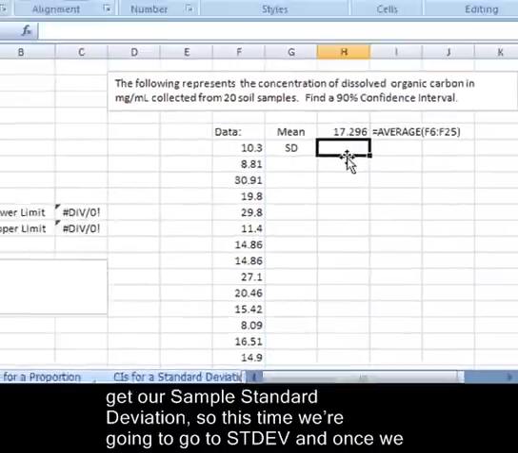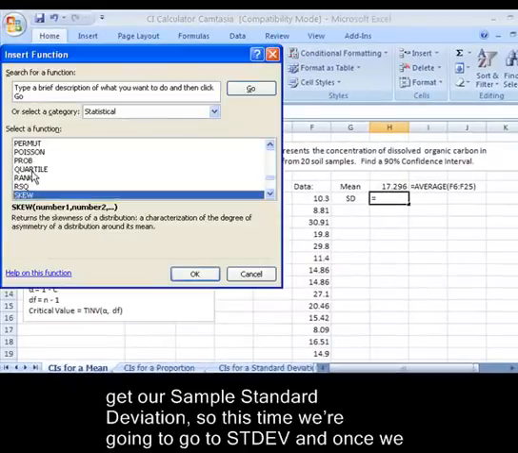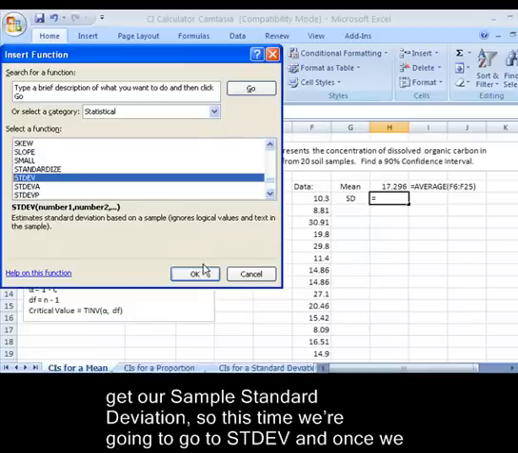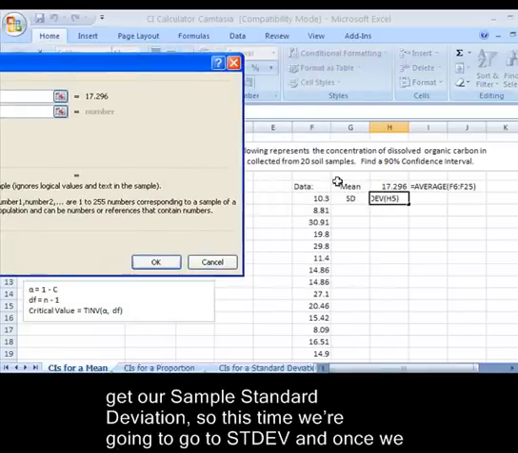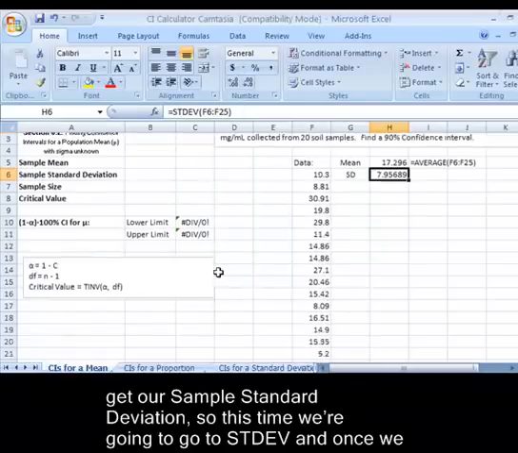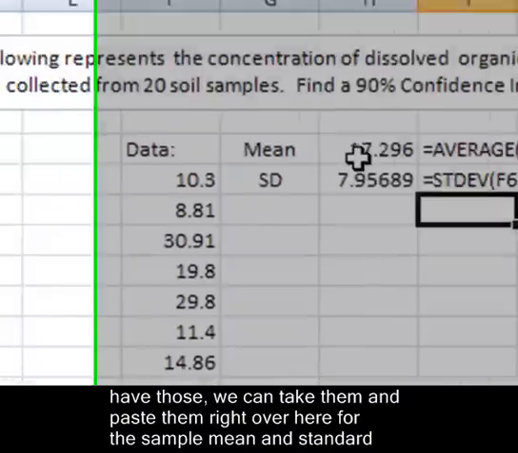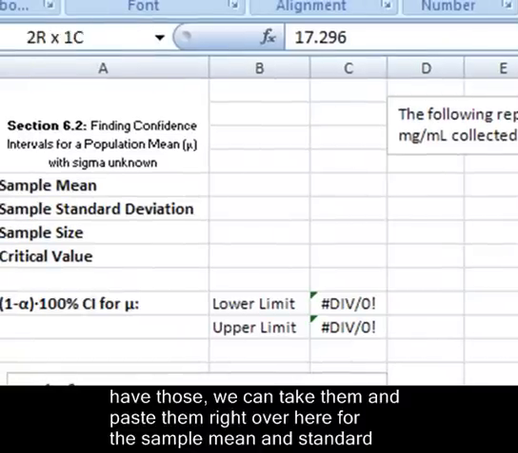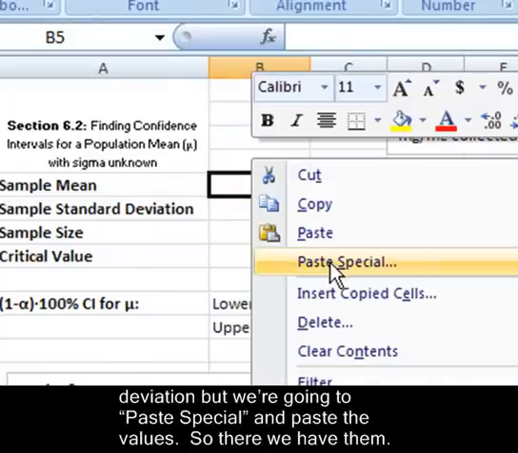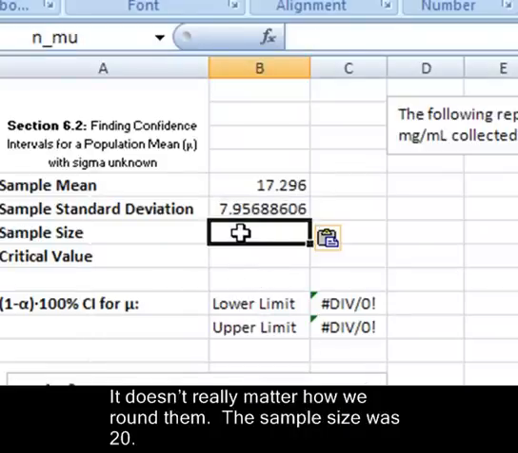Next we need to get our sample standard deviation. So this time we're going to go to STDEV. And once we have those, we can take them and paste them right over here for the sample mean and the standard deviation, but we're going to paste special and paste the values in over there. So there we have them. It doesn't really matter how we round them. The sample size was 20.